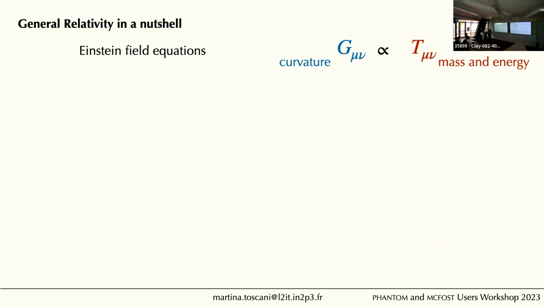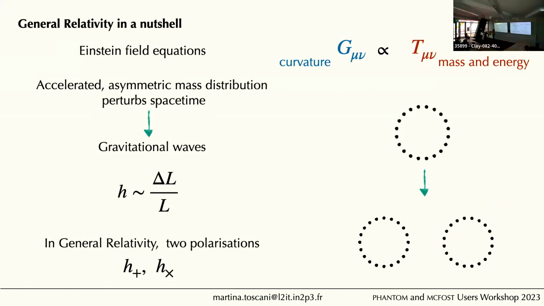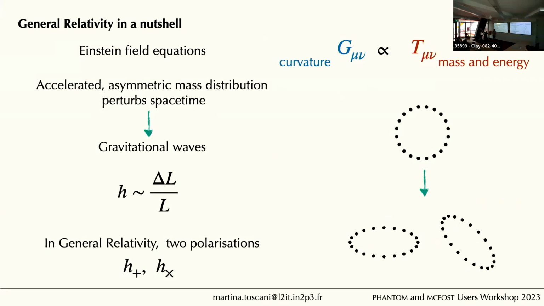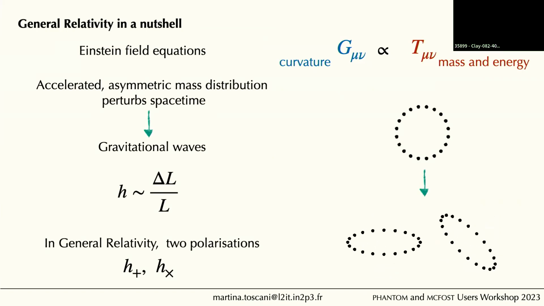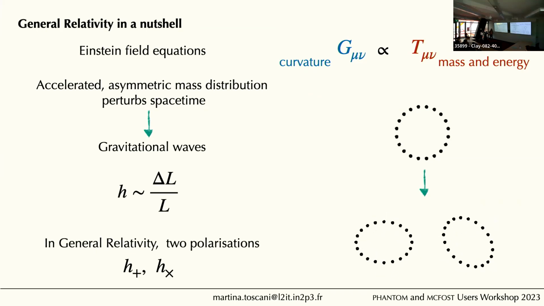In particular, general relativity predicts that accelerated asymmetric mass distributions perturb the space-time. And this perturbation is what we call gravitational waves. And a gravitational wave passing through the universe affects the distance between two objects. In particular, we call gravitational wave strain, normally indicated as h, the ratio between the difference in the length due to the passage of the gravitational wave and the original length.